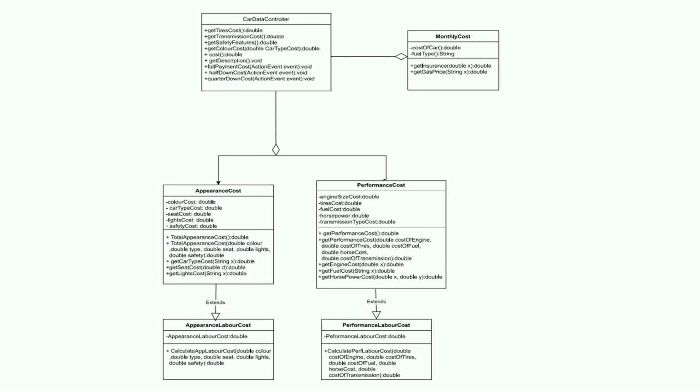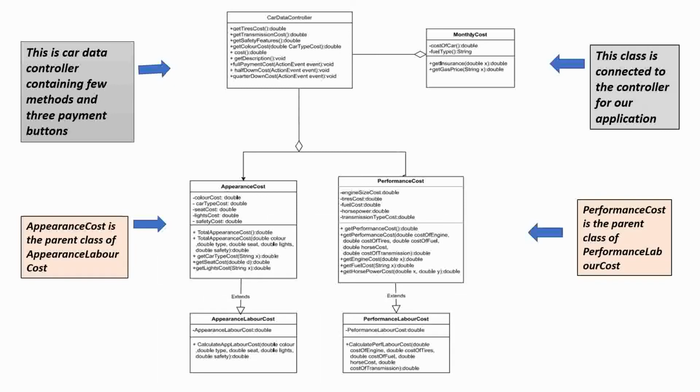So this is how our UML diagram looks, where it apparently has 5 classes in total. There are 3 main classes and the other 2 are the child classes. This is a detailed version of a UML diagram.